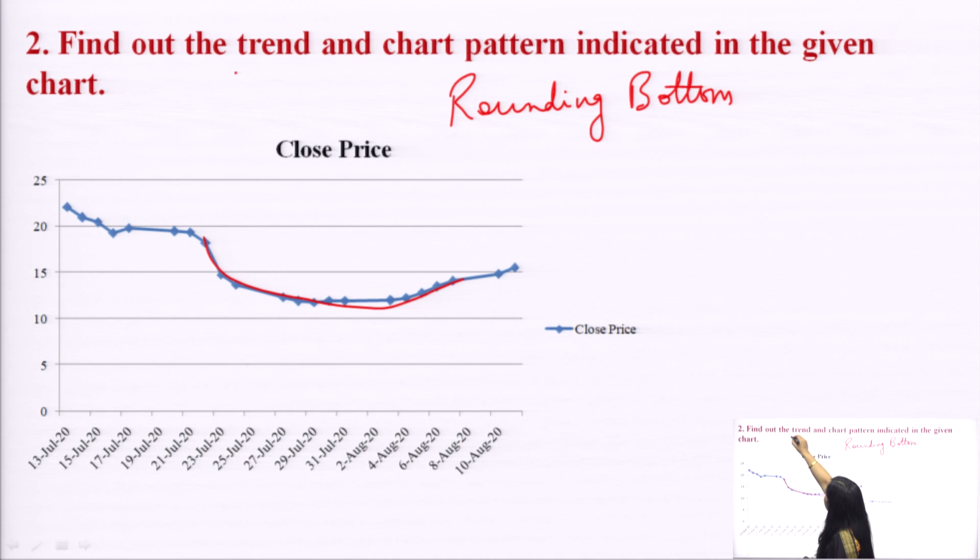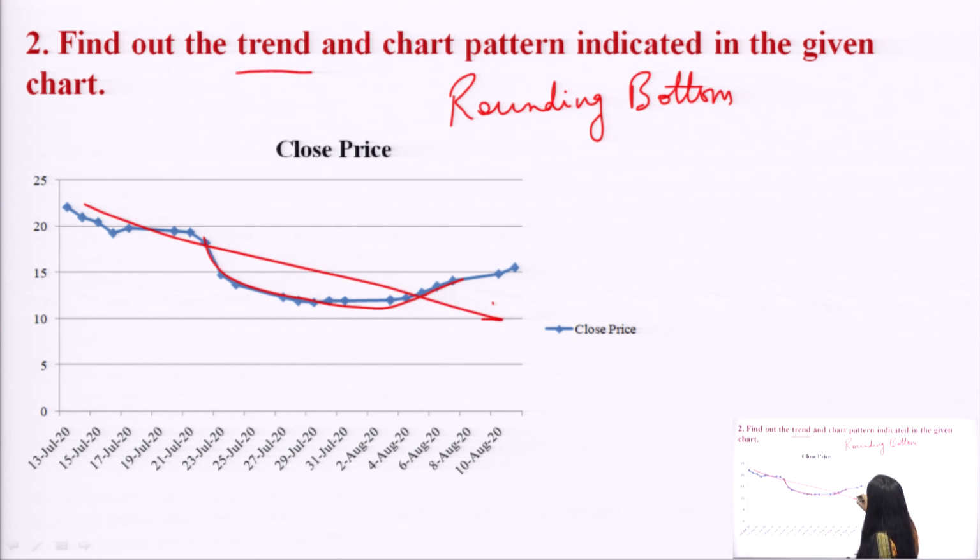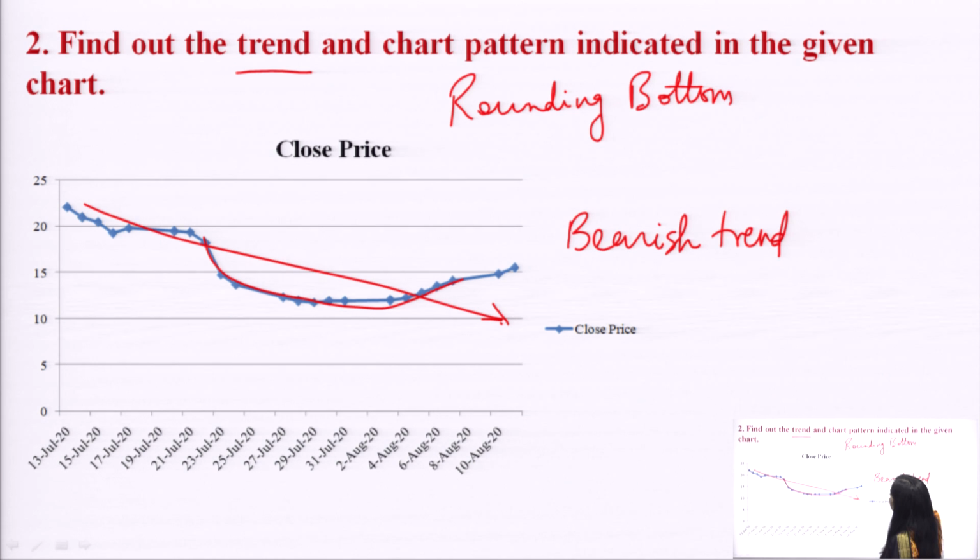The first part of my question is: what is the trend? If I draw a freehand line, what is the trend? Trend is falling downward. So, it is indicated that there is a bearish trend in this particular stock. It means the prices are falling down. In the long term, we can see the prices are falling down, but there is a pattern.